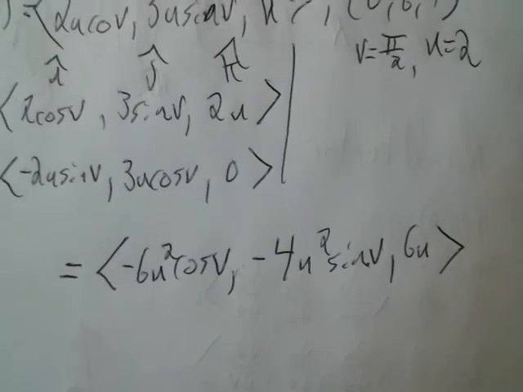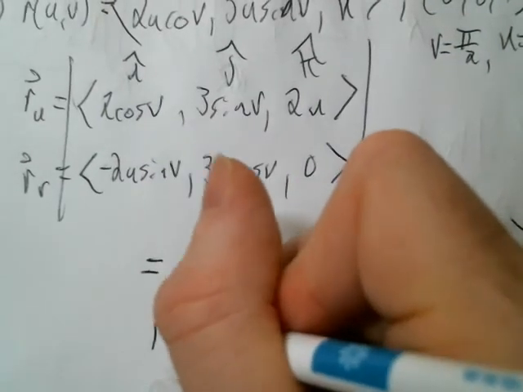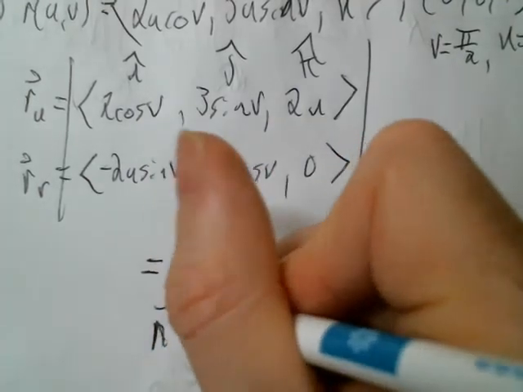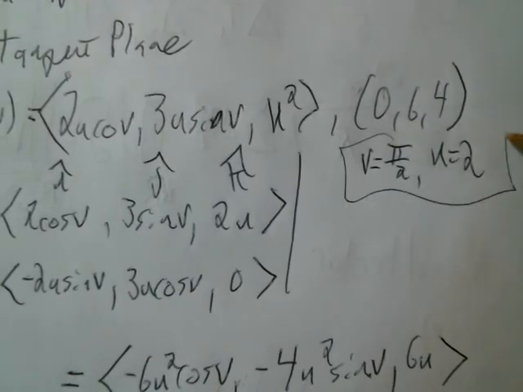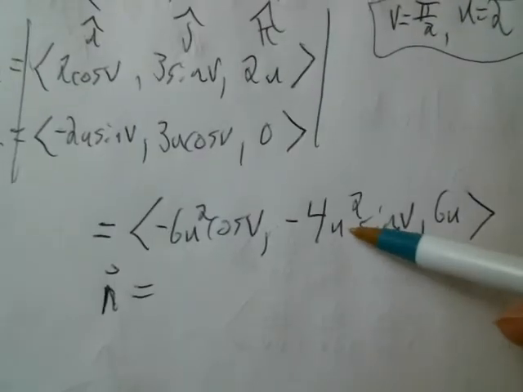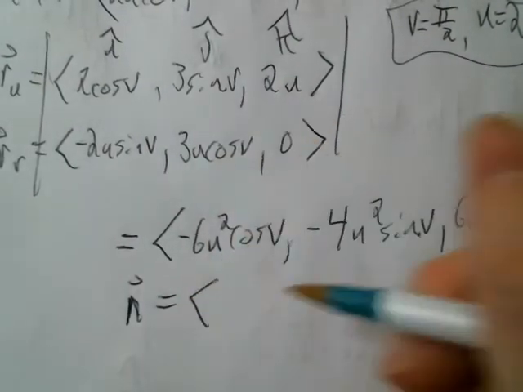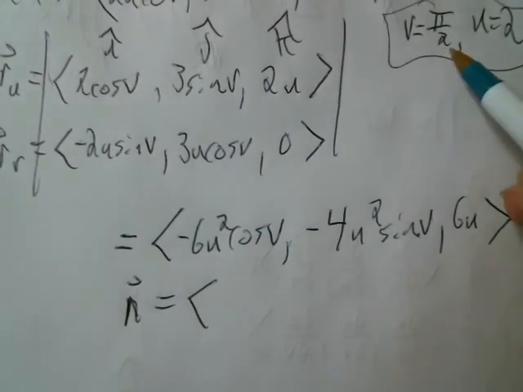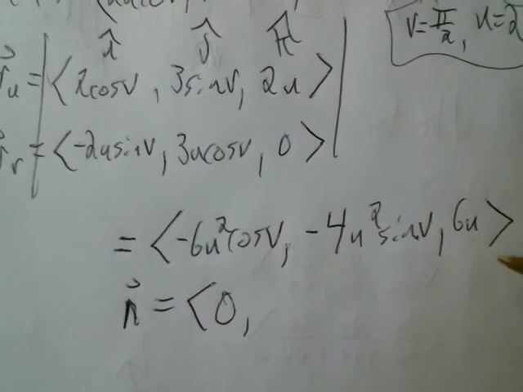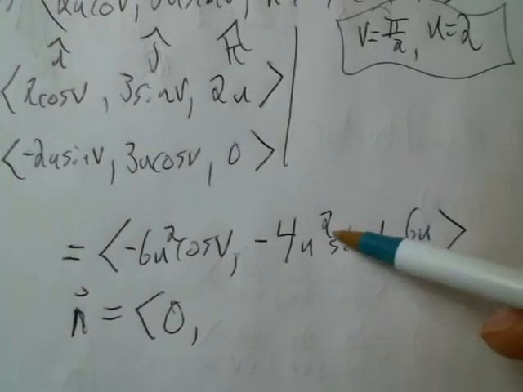Okay, so now I need my normal vector. I saw my little n here. I'm going to input these values into this formula. Okay, so I'll get negative 6 times u squared. Well, cosine of pi over 2 is just 0, so this first component is 0. And then the second one, what do I have?